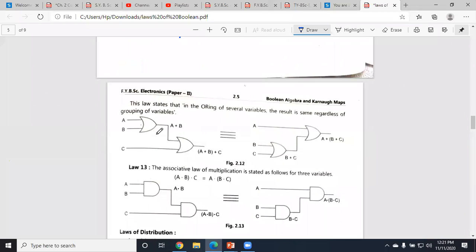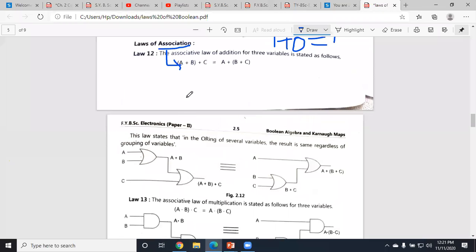Right? How to prove this? Again, simple, by using your logic diagram. What is a logic diagram? The diagram which you draw by using logic gates. They may ask the question, what is a logic diagram? What will be your answer? In simplest words, a logic diagram is a diagram which is drawn by using logic gates. Right. What is the equation we have here?